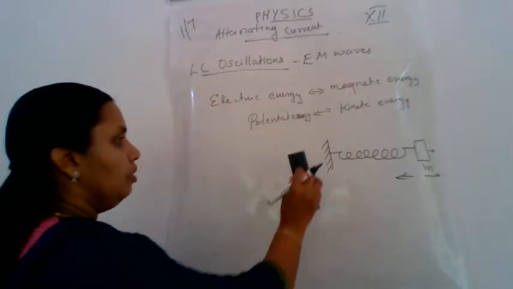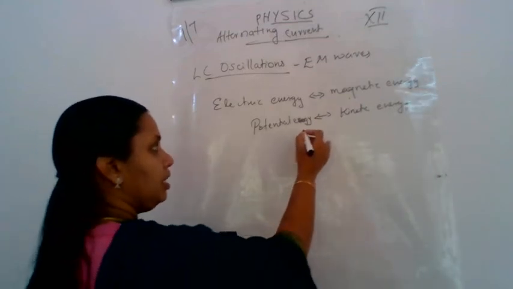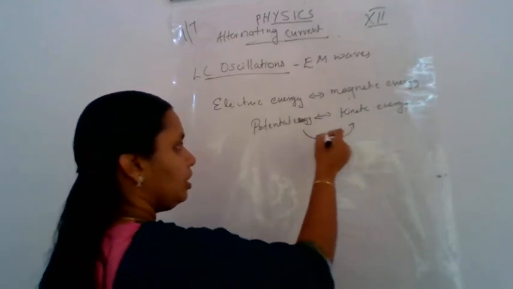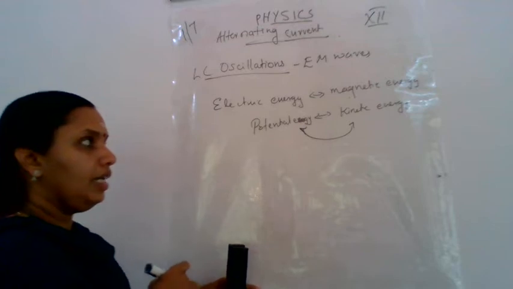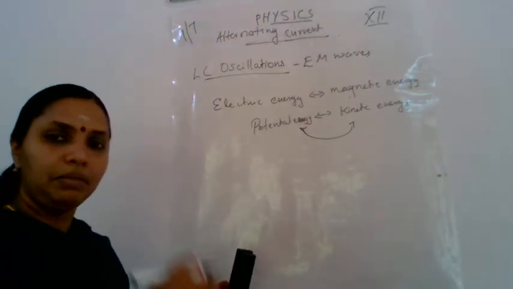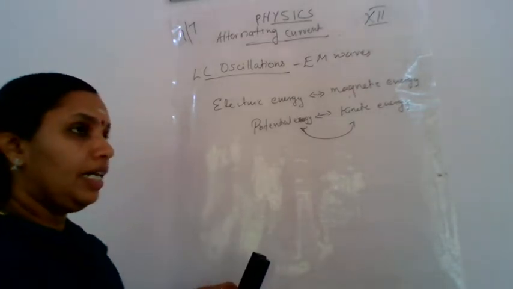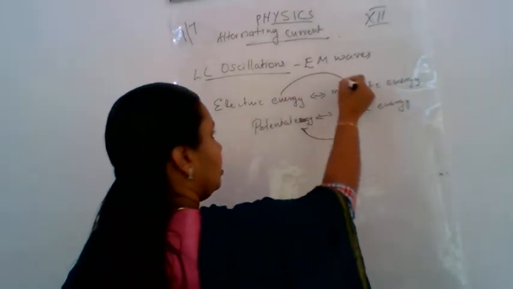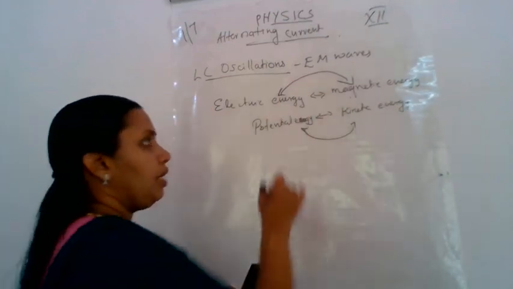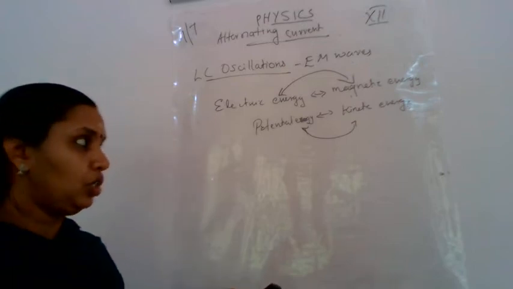And here, what is it? So what is the variation? That is the energy variation from kinetic energy to potential energy and potential energy to kinetic energy. Isn't it? And here what is it? Energy conversion from electric energy to magnetic energy and magnetic energy to electric energy.